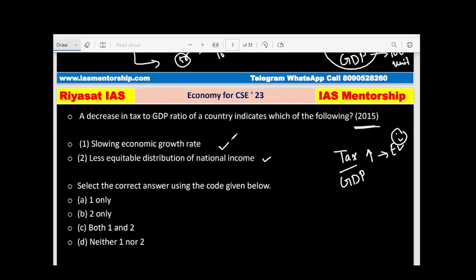So vice versa is happening here. Decrease is happening, which means that from my 100 units of GDP, very less portion is coming from the tax collection. So yes, the first statement is correct. It slows down the economic growth rate. And the second statement is also correct, that there is less equitable distribution of national income. That is why tax is not being collected properly. So both the statements are correct, and your correct option is C.